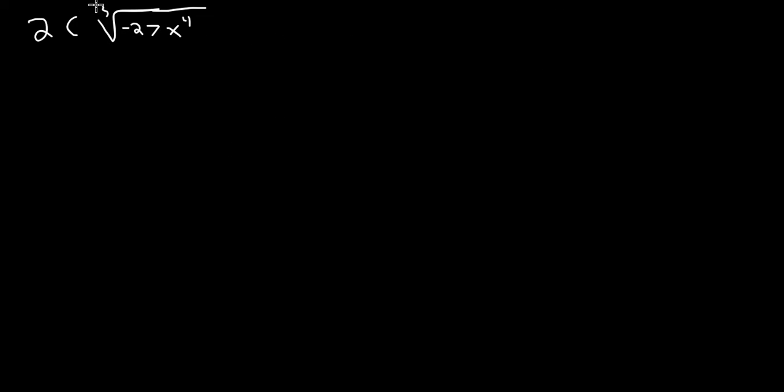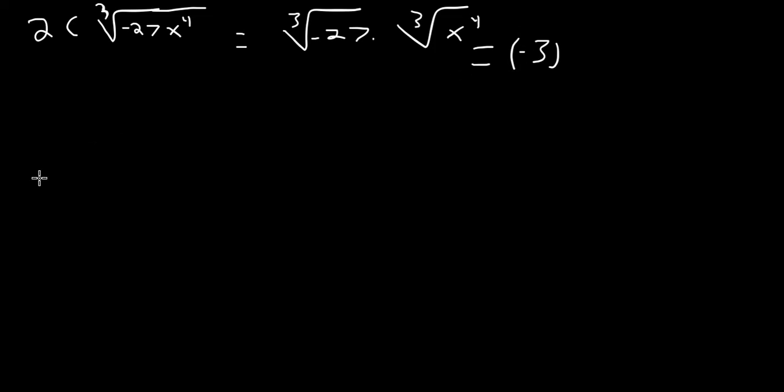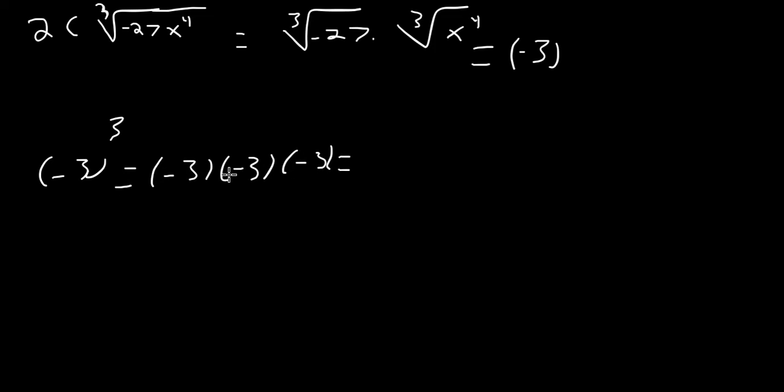Here we have the cube root of negative 27x to the fourth. Using our product property, we'd have the cube root of negative 27 times the cube root of x to the fourth. Now the cube root of negative 27 is negative 3. This is because negative 3 cubed is equal to negative 3 times negative 3 times negative 3, which is equal to negative 3 times negative 3 is 9 times negative 3, which is equal to negative 27. So in fact it's a negative number.